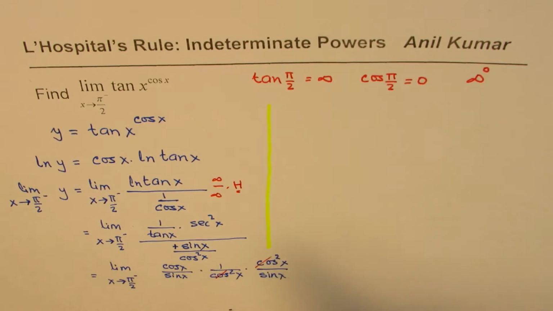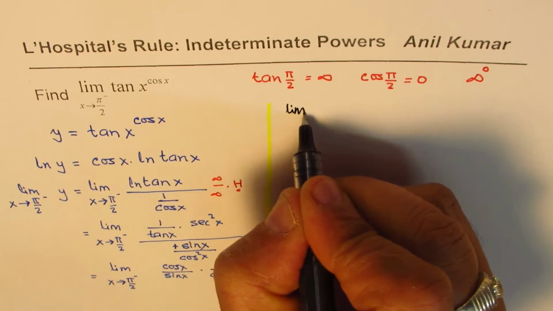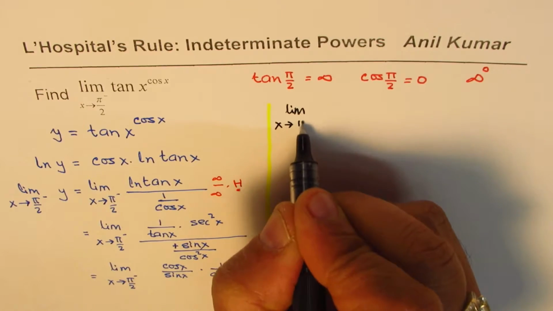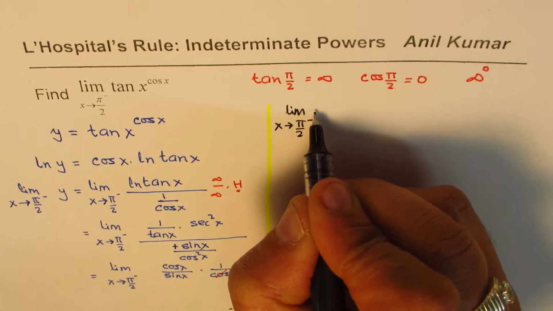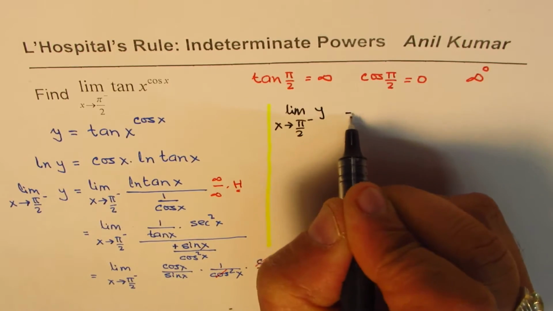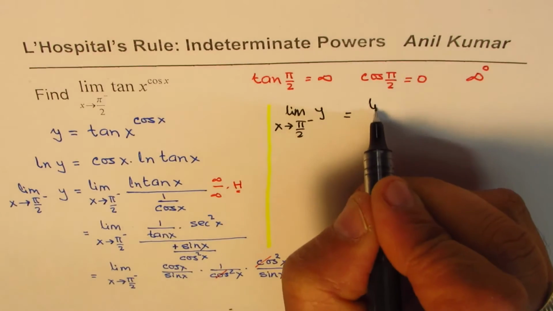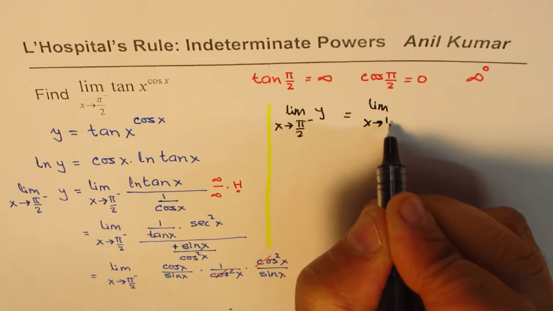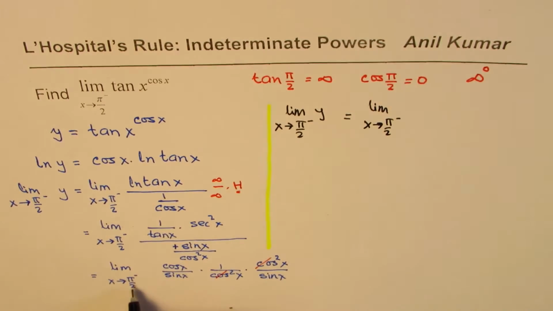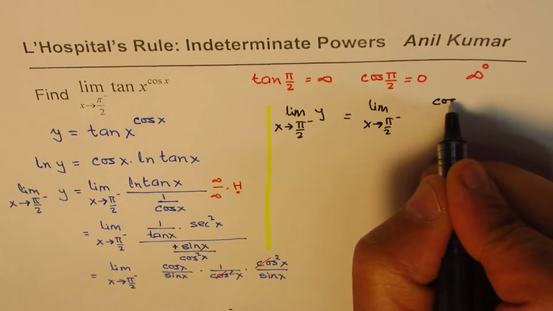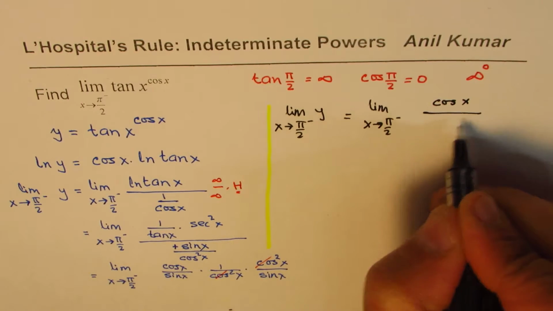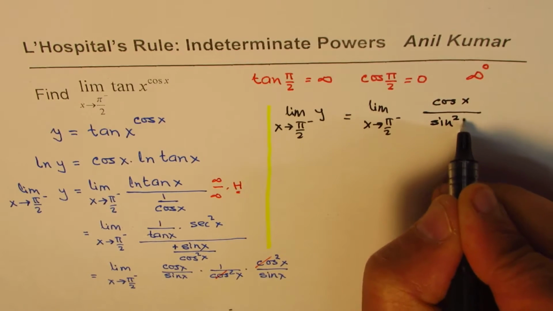So what we get here is limit x approaches pi by 2 from the left side of y is equal to limit x approaches pi by 2 from the left side. We have cos x over sine square x. You see, cos x over sine square x. This is what we get.